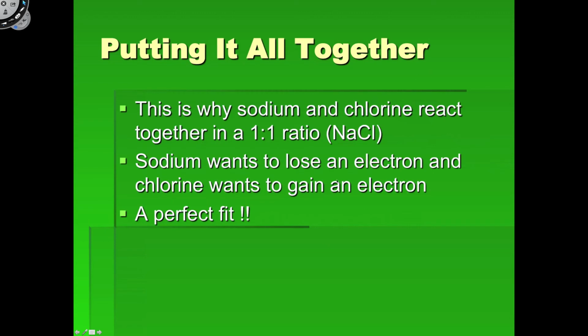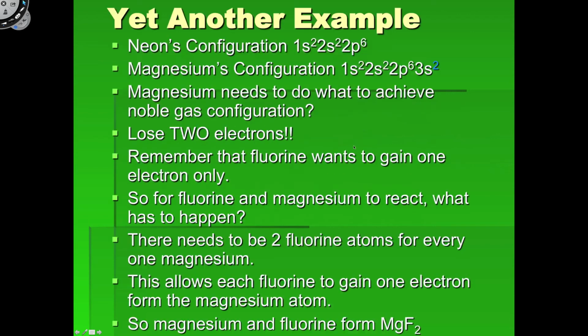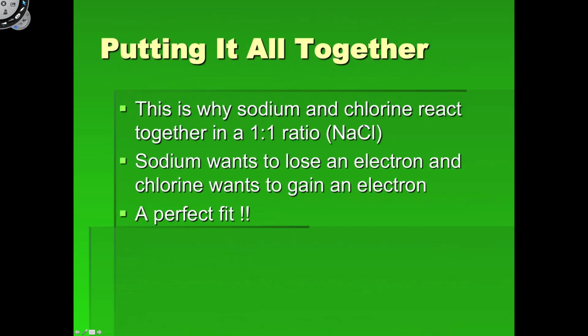So if sodium wants to lose 1 and chlorine wants to gain 1, when they react, the formula that they end up with is a 1-to-1 ratio. It's what we call a perfect fit. So this is a way that you can help predict how elements are going to behave by their valences. You can tell what their ratio is going to be when they react.